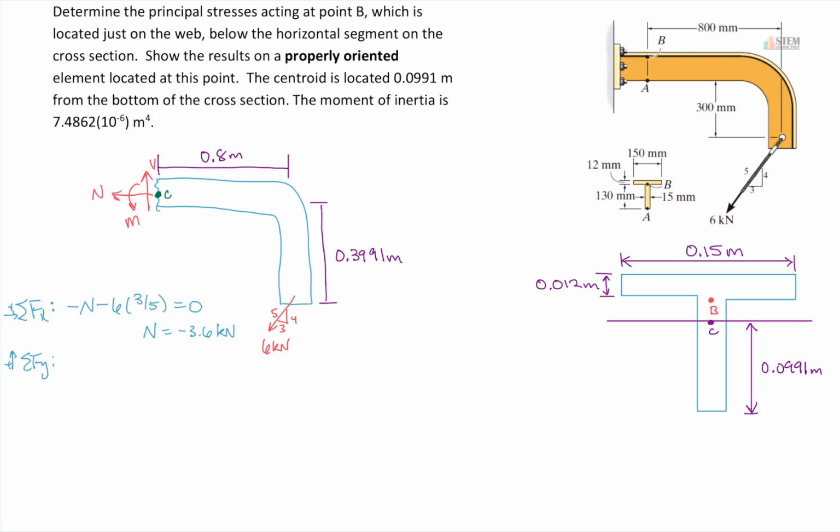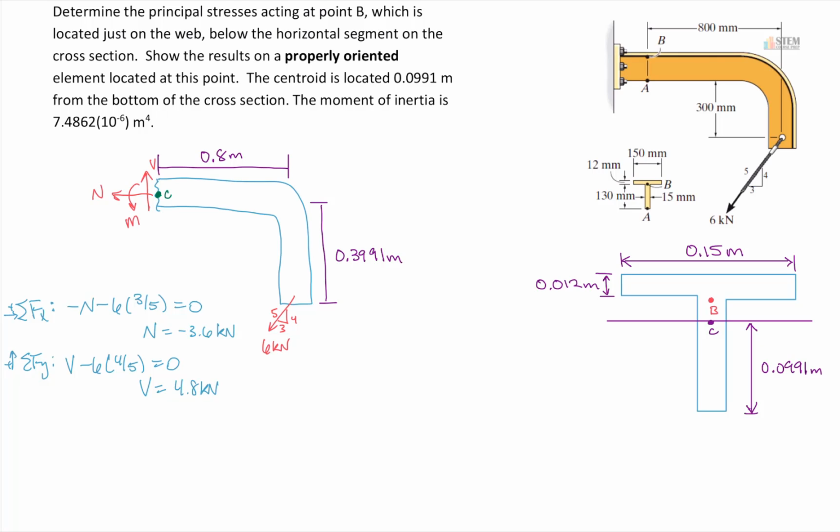Up's positive. So for y, I've got this V, and then I've got this component here. So this one will be 6 times 4/5, and it'll be negative. So we're going to have, you guys, I did it again. So we're going to have V minus 6 times 4/5. Set that to 0, solve for V. That is a positive 4.8 kilonewtons.